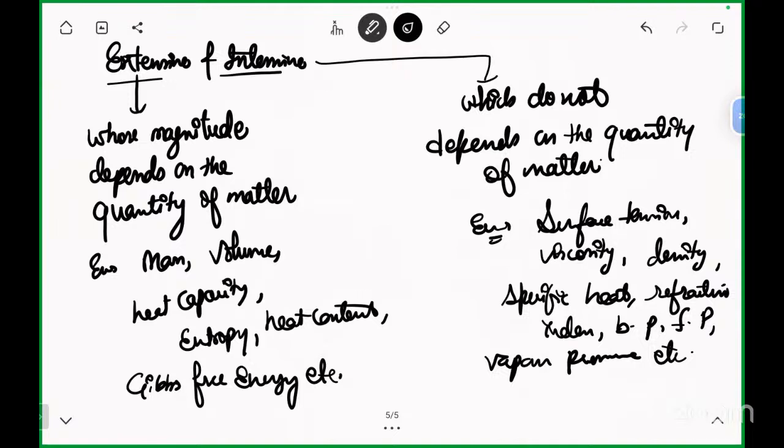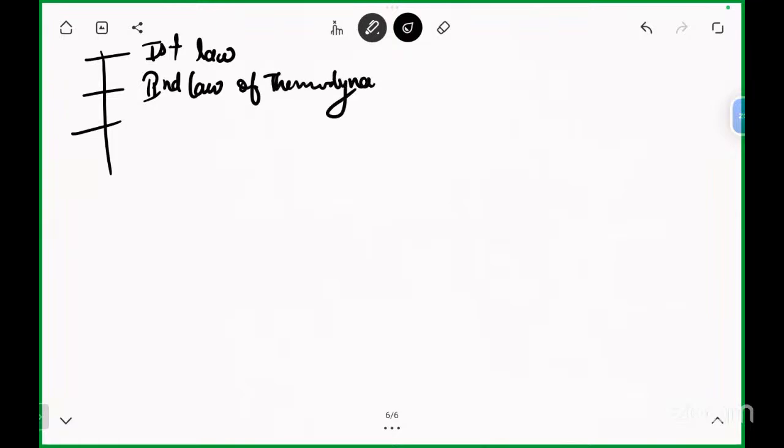And the laws: first law, second law, third law of thermodynamics, these statements. I'm not going to explain all the laws, but I'm writing them from the exam point of view. First law is the law of conservation of energy, which I think you know: energy can neither be created nor destroyed, but can change from one form to another.